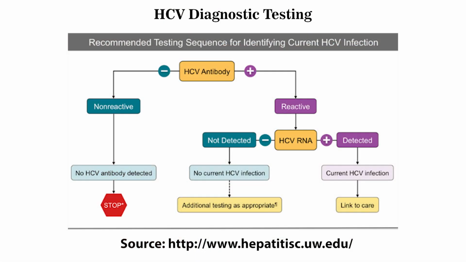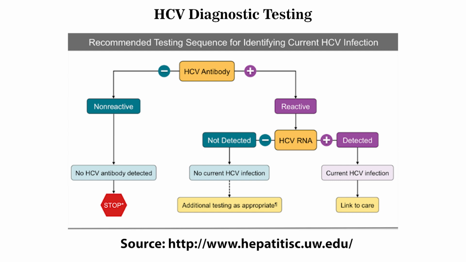So the main recommendation for screening is just looking for the antibody. The antibody tells you, have you been exposed to hepatitis C, yes or no? If that antibody is negative or non-reactive, then there is no need to continue any type of workup. If that antibody is positive or reactive, all it tells you is that that individual has been exposed to hepatitis C. It doesn't tell you if they actually have the virus or not.